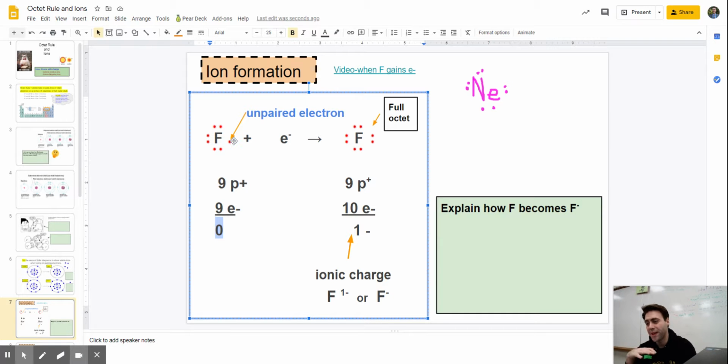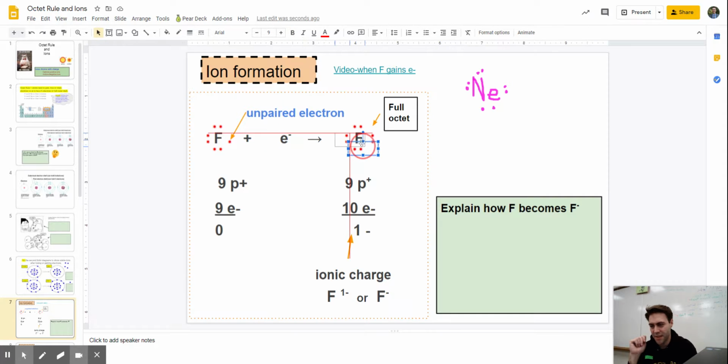Okay, but fluorine's not happy. Okay, fluorine is jealous of neon. Fluorine wants to have 1 more electron to have a full octet. So fluorine will gain an electron right here. It is gaining this electron from somewhere. Okay, it's gaining an electron. Electrons are negatively charged, and now fluorine has a full octet.